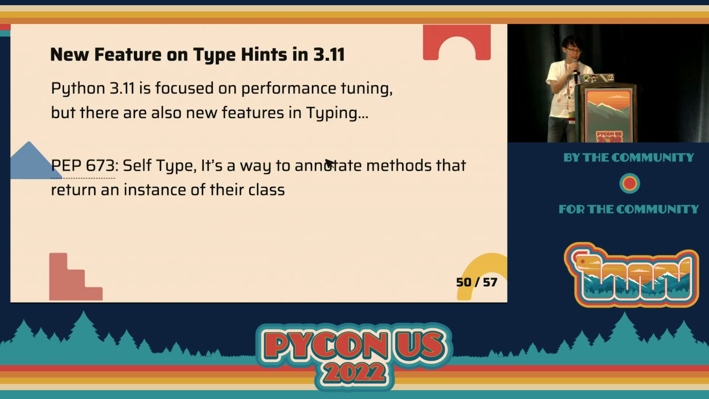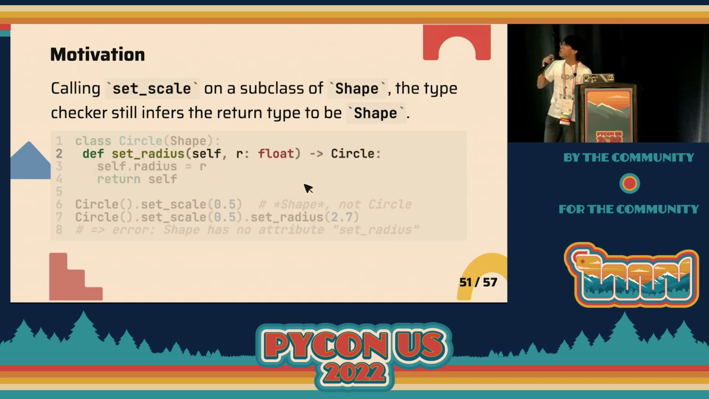Okay, this is the last topic. New features in Python 3.11. As you also know, Python 3.11 is focused on performance tuning, but there are also new features on typing. Yes, this is PEP 673, Self type. It's a way to annotate methods that return an instance of their class. Okay, let's see. The motivation is here. Calling set_scale of the subclass of Shape, the type checker infers it returns Shape.